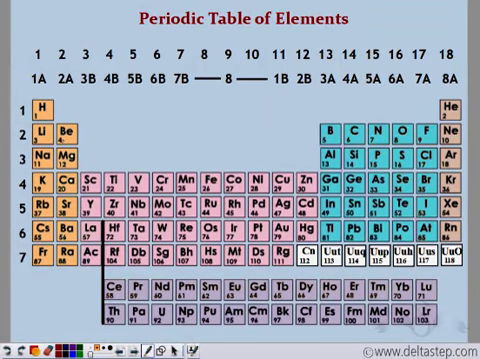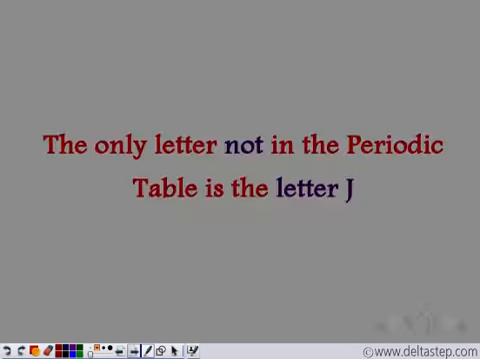Let me end this lecture by telling you an interesting fact about the periodic table. The only letter which is not present in the periodic table is the letter J. You do not believe me? Well, you can check that out for yourself.